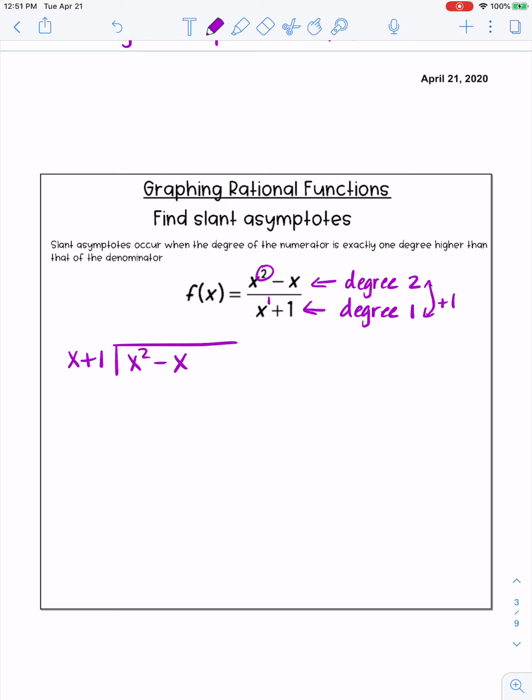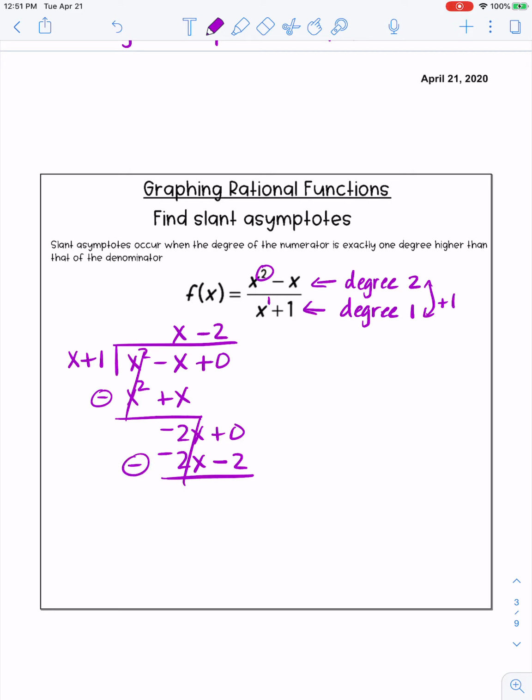So I'm going to do my long division. X goes into x squared x times. X times x is x squared. X times 1 is positive x. I'm going to subtract. And those cancel. And here I'm going to get negative 2x. I have a 0 here, so I'm going to bring that down. X can go into negative 2x minus 2. So that's going to give me negative 2x when I multiply negative 2 times x. And then negative 2 times positive 1 is negative 2. Subtracting, these cancel, and I'm left with 0 to positive 2. So my q of x, my quotient, that's what I'm looking for, is x minus 2.